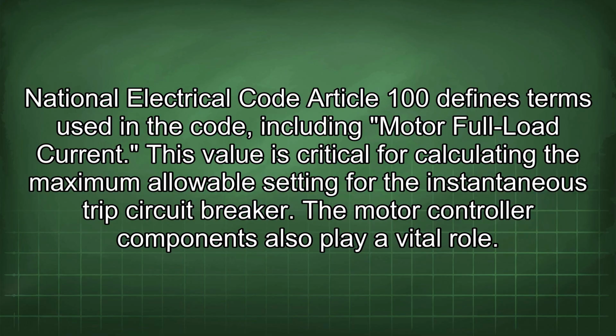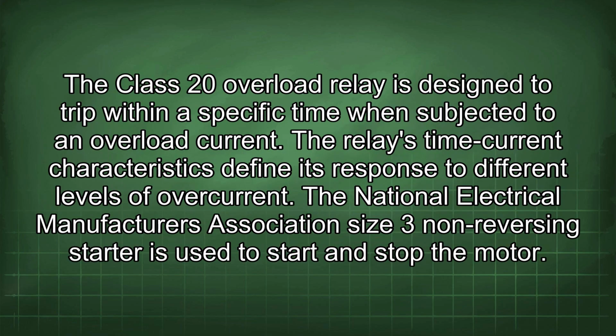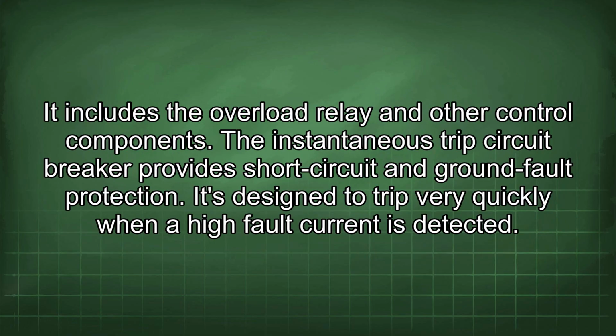The motor controller components also play a vital role. The Class 20 overload relay is designed to trip within a specific time when subjected to an overload current. The relay's time current characteristics define its response to different levels of overcurrent. The National Electrical Manufacturers Association Size 3 non-reversing starter is used to start and stop the motor. It includes the overload relay and other control components. The instantaneous trip circuit breaker provides short circuit and ground fault protection. It's designed to trip very quickly when a high fault current is detected.